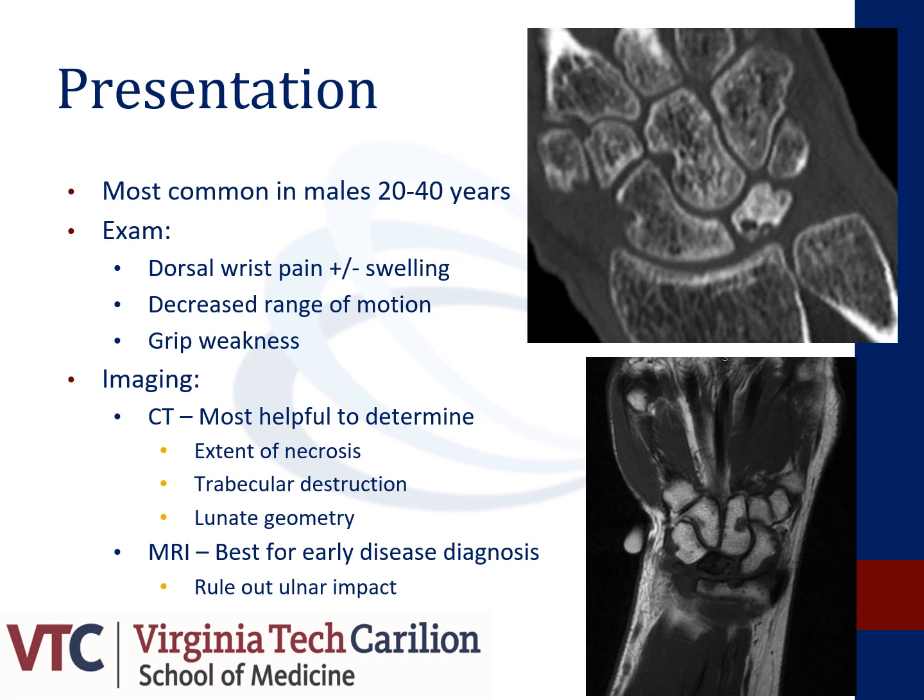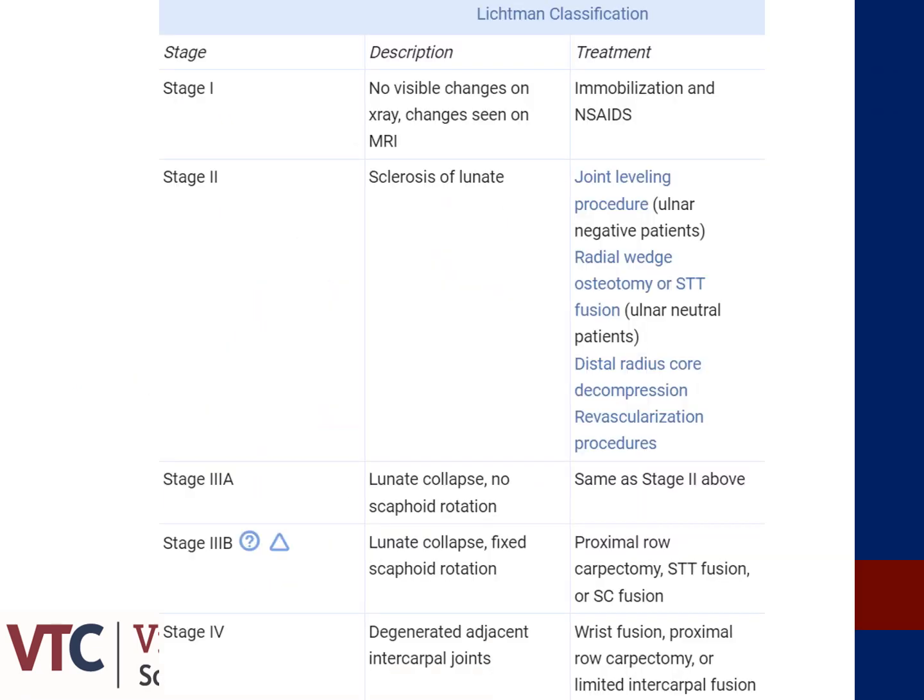The CT is most helpful to determine the extent of necrosis, the associated destruction, and the lunate geometry. I think this table is beneficial for indicating the appropriate treatment for each stage. Stage 1, immobilize and NSAIDs. Stage 2, that means you're seeing sclerosis of the lunate on X-ray. You talk about doing a joint leveling procedure. If they're ulnar negative, you can do a radial wedge if they're ulnar neutral but have decreased radial inclination, or you can talk about a distal radius core decompression or revascularization procedures.